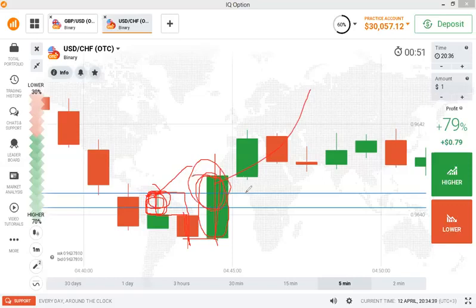That means anytime that sellers approach this level, buyers will enter because buyers have already broken the level. That is here, it was sellers.